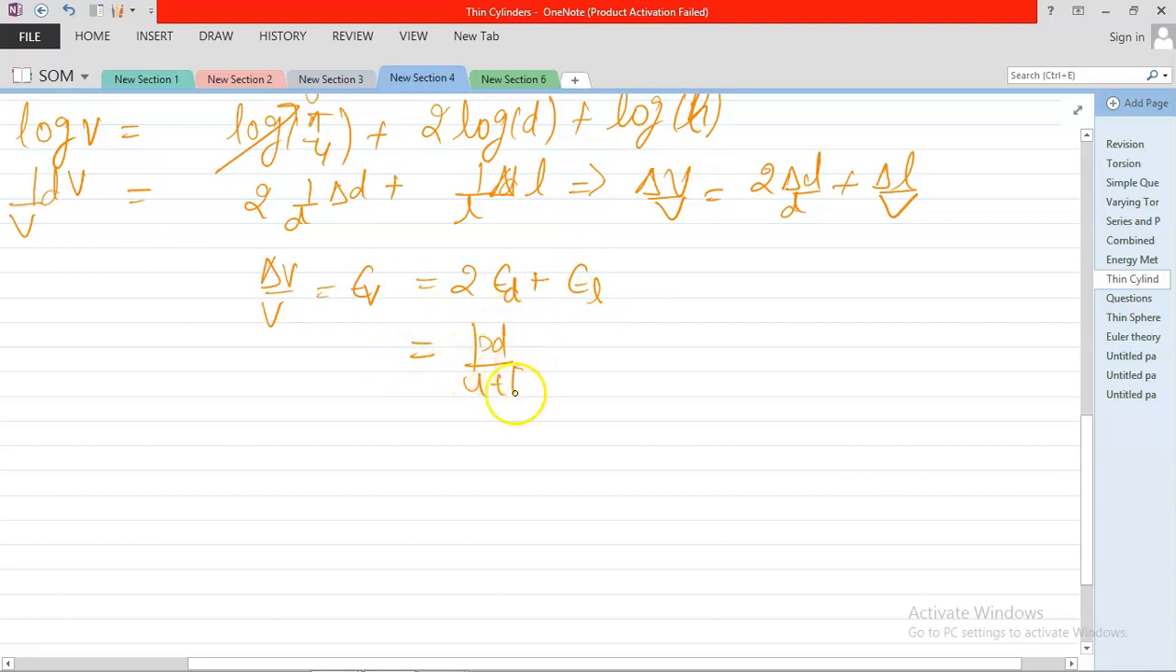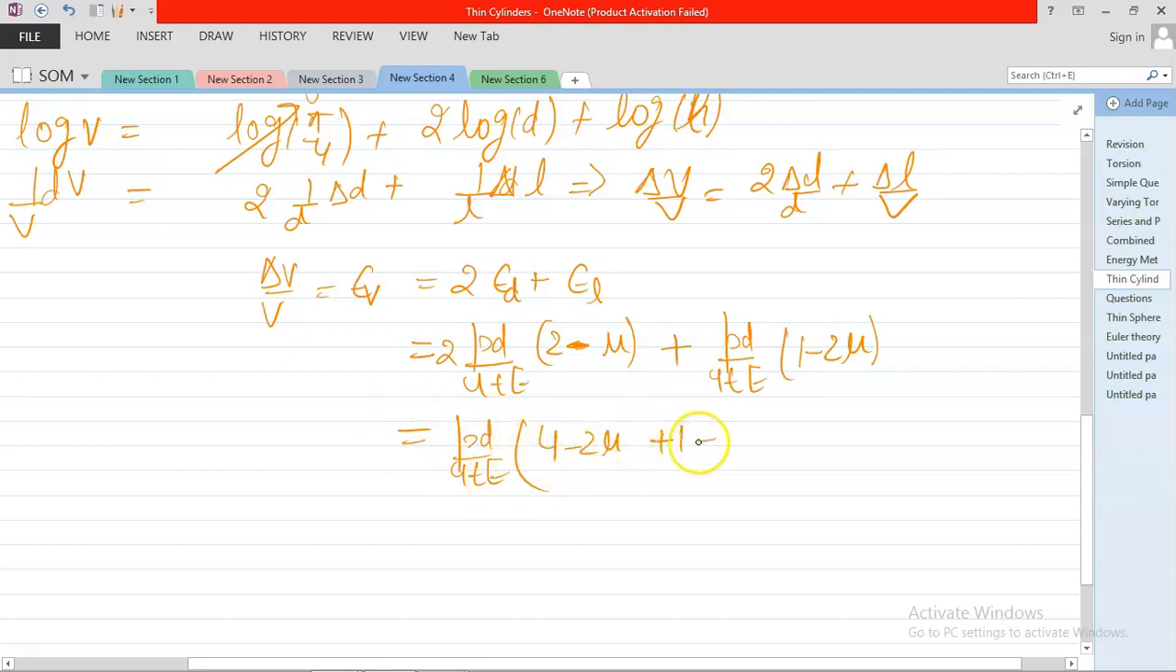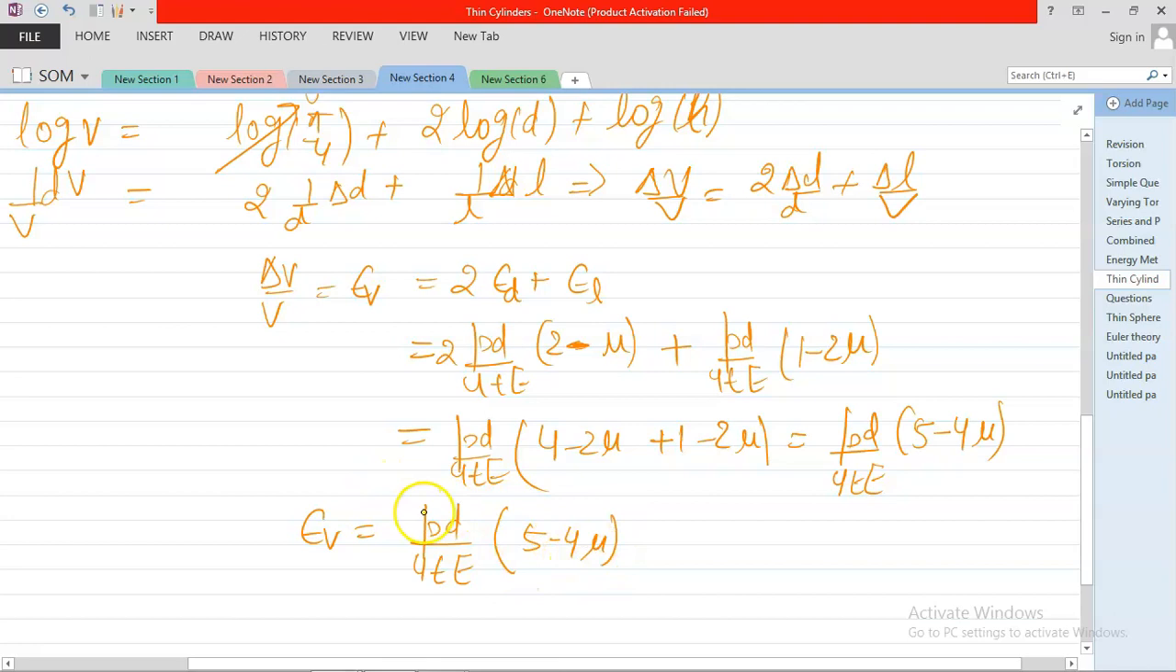If I put the value, what will it be? PD by 4TE into 2 minus mu, that will be the diametrical strain, plus PD by 4TE into 1 minus 2 mu. If I take PD by 4TE common, it is 4 minus 2 mu plus 1 minus 2 mu, that is equal to PD upon 4TE times 5 minus 4 mu. So this is the volumetric strain in the cylinder when it is internally filled with a fluid with pressure P. So this is your fluid pressure.